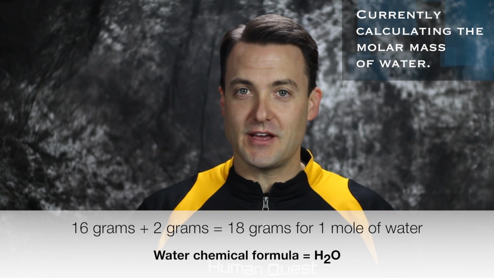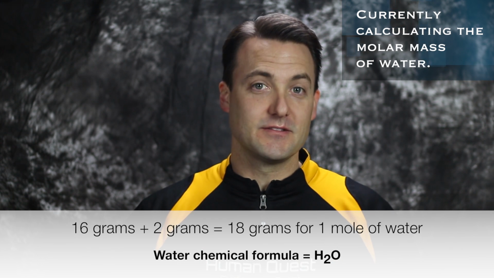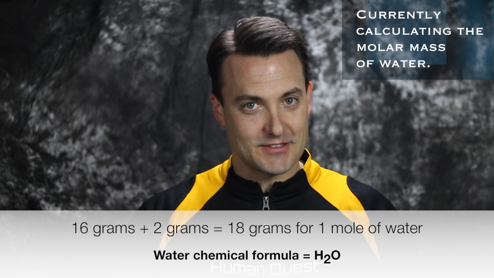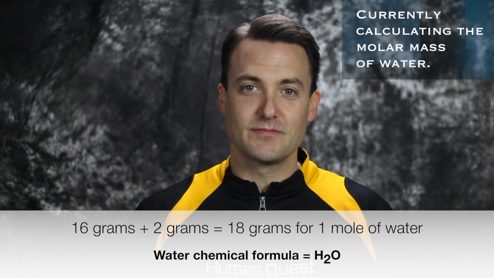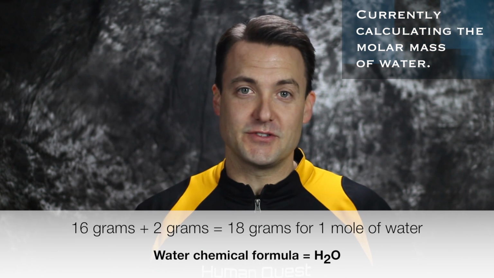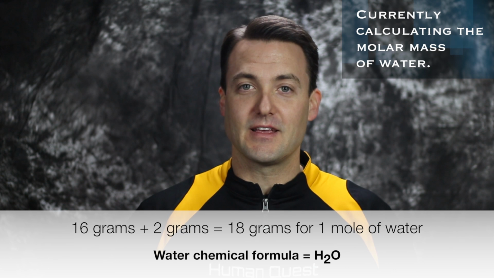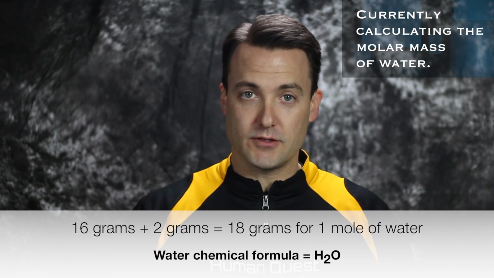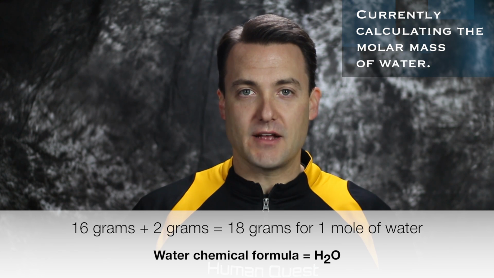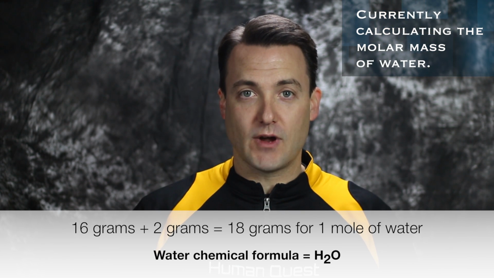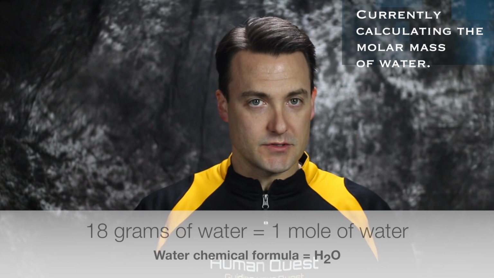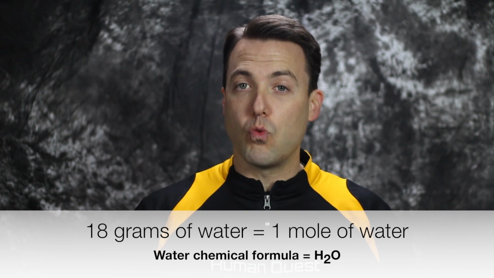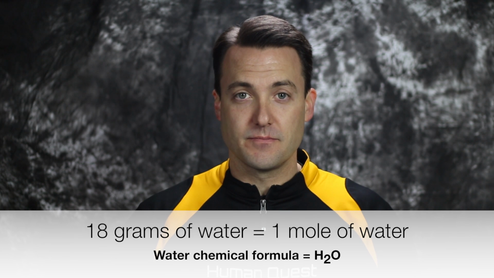Then I add the 2 together. 16 from the 1 oxygen atom in the formula, plus 2 from the 2 hydrogens in the formula. That equals 18 grams per mole of water. This is the molar mass of water, 18 grams per mole. In other words, if I have 18 grams of water, then I have 1 mole of water molecules.